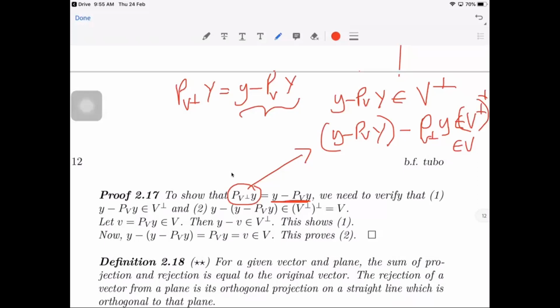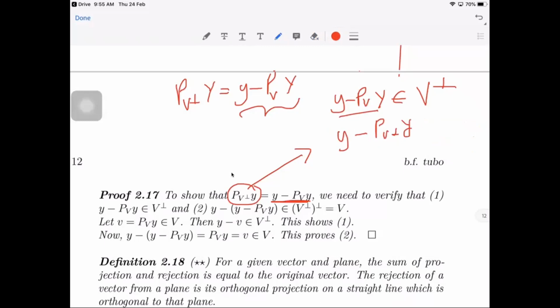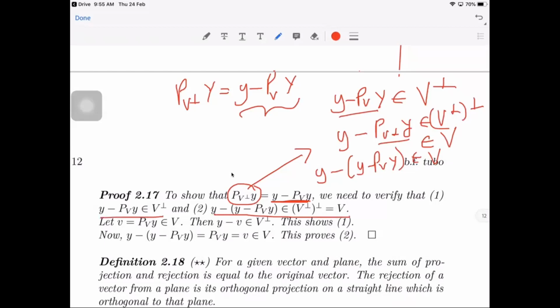Ang projection man eh. Mali ko din eh. This vector is in V perp, and y minus this vector, the projection of y onto V perp, is in V perp perp, or just an element of V. But this by definition is y minus the projection onto V perp. So dapat na siya sa V. So mao ni ipakita nimo kana.